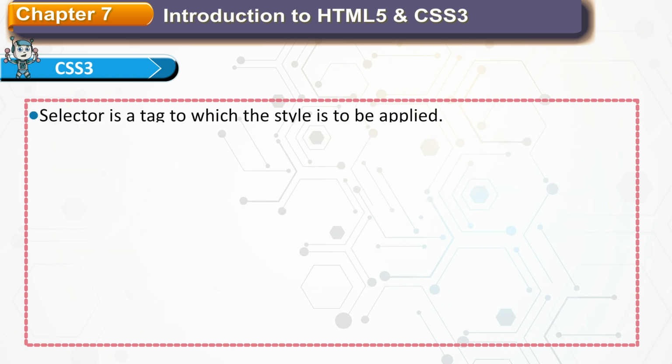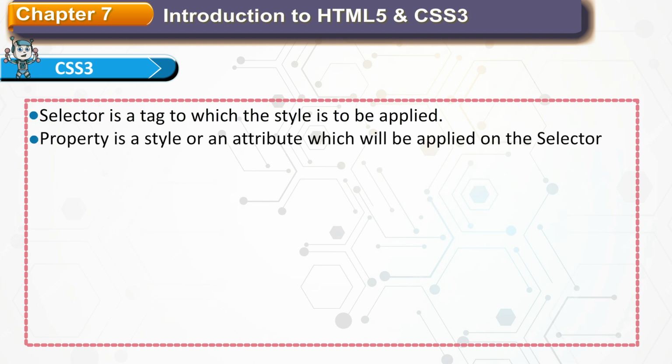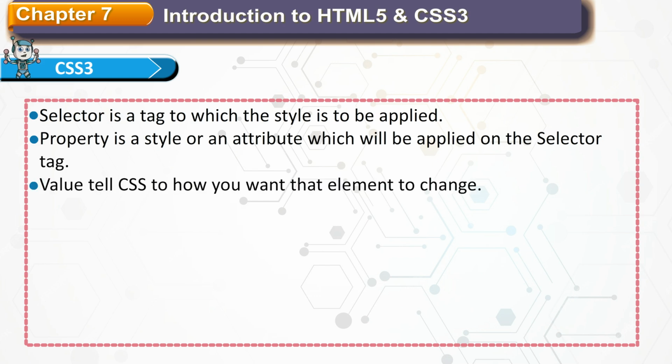Whereas selector is a tag to which the style is to be applied. Property is a style or an attribute which will be applied on the selector tag. Value tells CSS how you want that element to change.